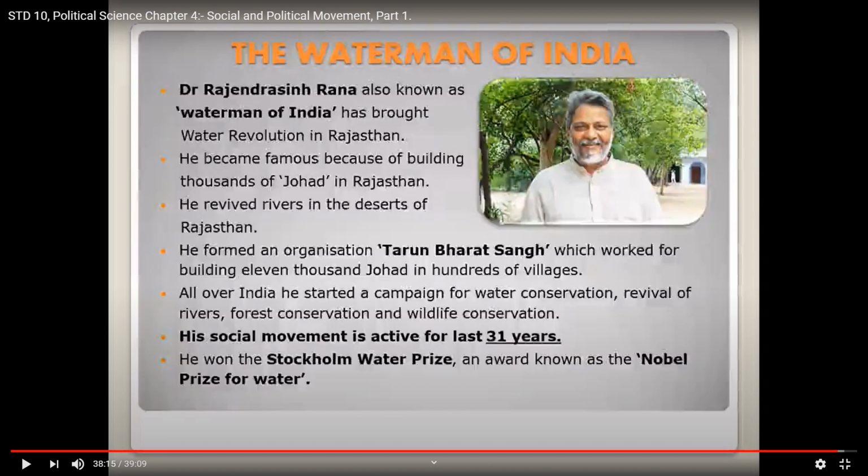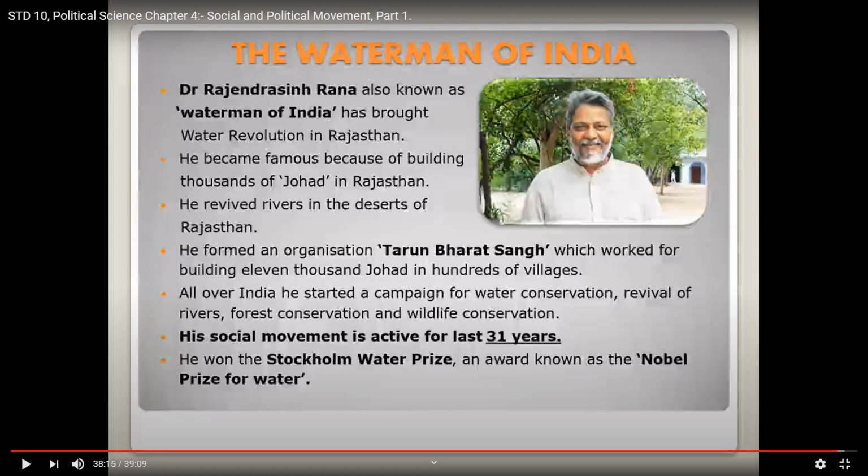He formed an organization, Tarun Bharat Sangh, which worked for building 11,000 johad in hundreds of villages. All over India, he started a campaign for water conservation, revival of rivers, forest conservation, and wildlife conservation. His social movement is active for last 31 years. He won the Stockholm Water Prize, an award known as Nobel Prize for Water.